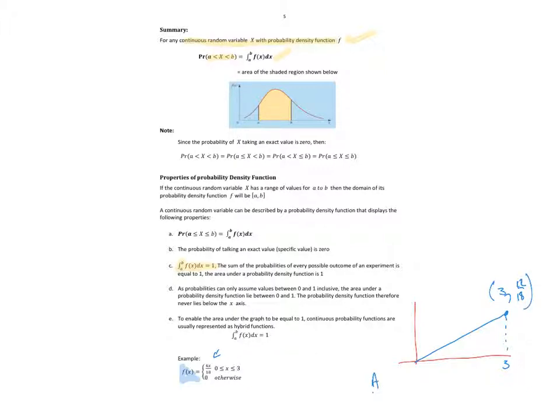So we know the area is a half base times height, which is a half times 3 times the height, which is 12 on 18, which is a half of 36 on 18, which is equal to 1. So by definition then, that function there is a probability density function. So if I wanted to work out the probability of the value being between 2 and 3, I just work out that area there, which is the integral between 2 and 3 of whatever f(x) happens to be.